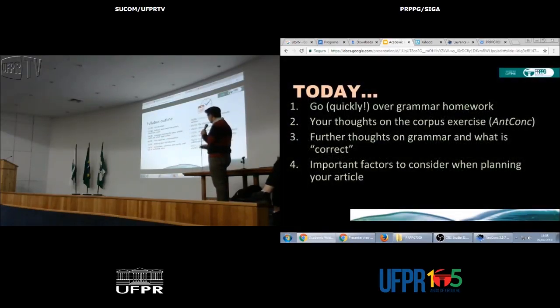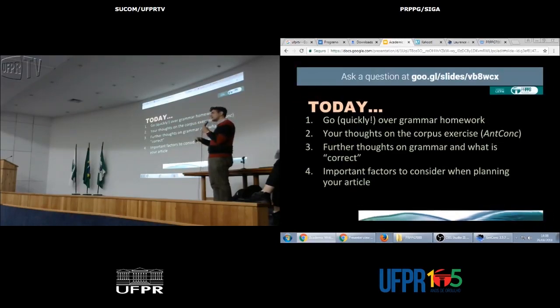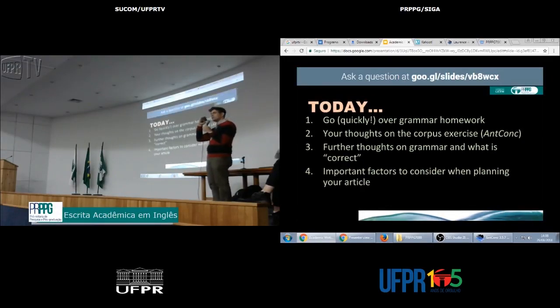And so we're going to quickly go over the homework, and then we're going to talk about one aspect of the tools that we mentioned last week, AntConc, and a few more thoughts about what constitutes correct English, some things that are important in that regard. And then the biggest part of today is going to be focusing on some important factors to consider when you are conceptualizing or conceiving of how to write, who you're writing for.